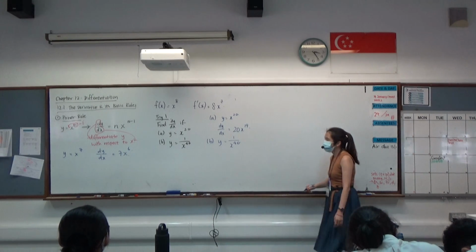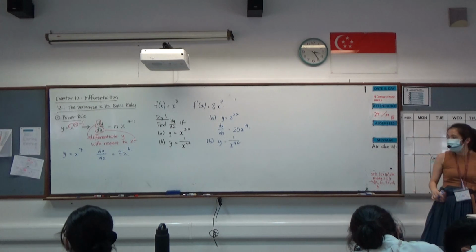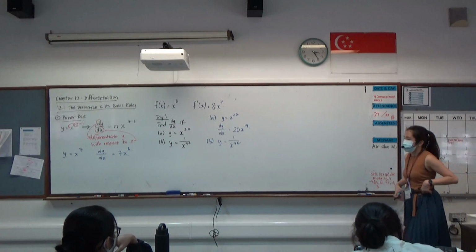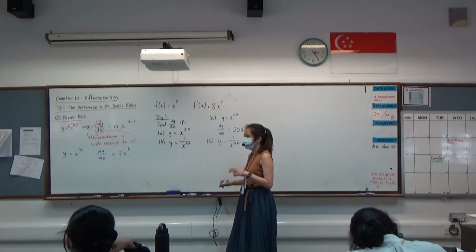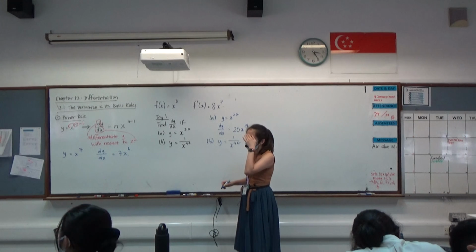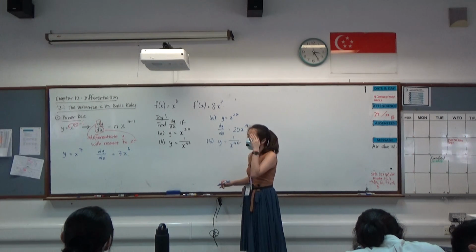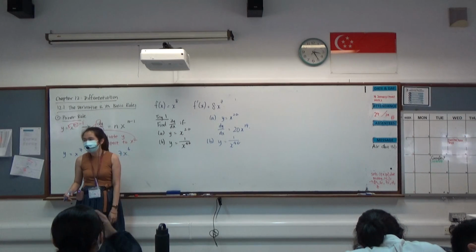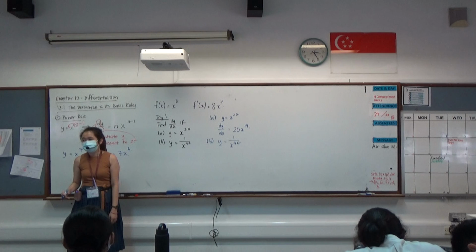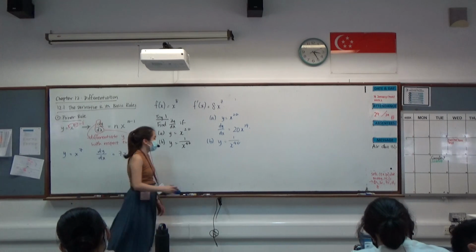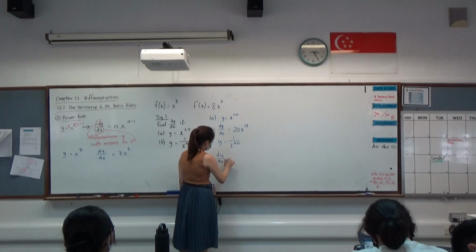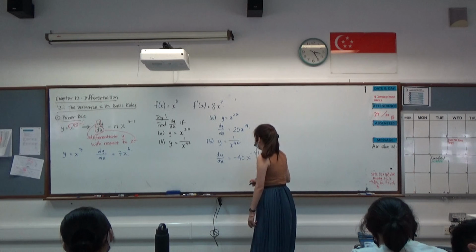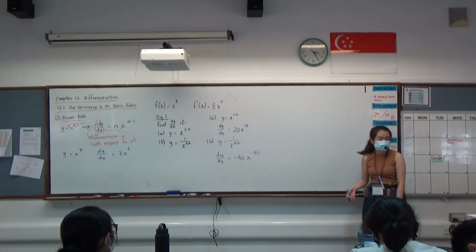Next one, part B. y equals 1 over x to the power of 40. Any ideas first? Wei Chan, what do you think? Oh, sorry, Wei Na. Why did I say Wei Chan? Wei Na, yes. My apologies. Okay, so Wei Na says negative 40 x to the power of negative 41. So how did she arrive at this?